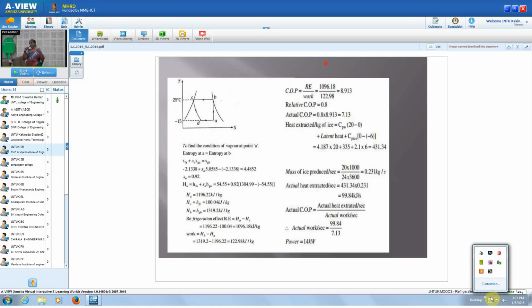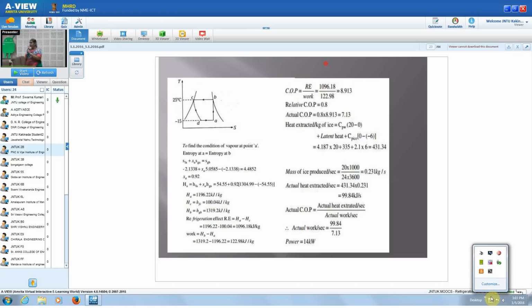So that is again HF plus X into HFG, at minus 15 degrees centigrade. So see the values of H of liquid. So that is 54.55 plus the dryness fraction we calculated, 0.92, into H vapor minus H liquid. So that will give you at 1, or at A, that is the suction of the compressor, the enthalpy as 1196.22 kilojoules per kg.